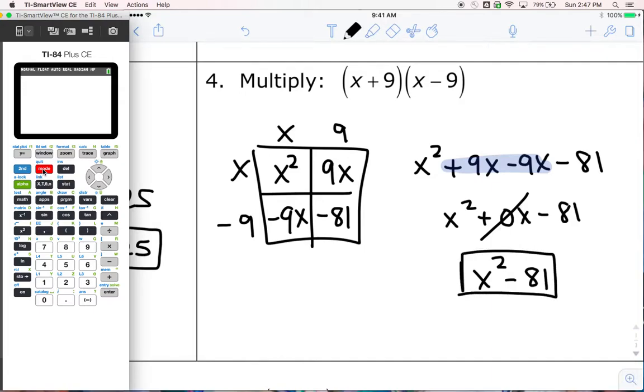All right, that happened because I had the difference of squares here. Did you guys notice that? All right, a 9 and a negative 9, right? Everything inside is matching except with different signs. Just a little side note.